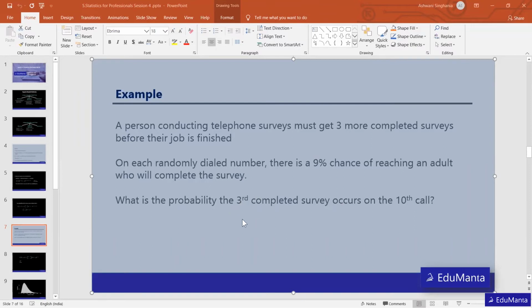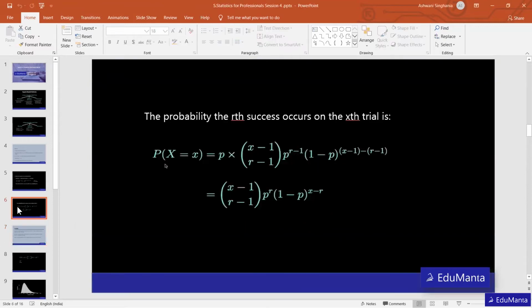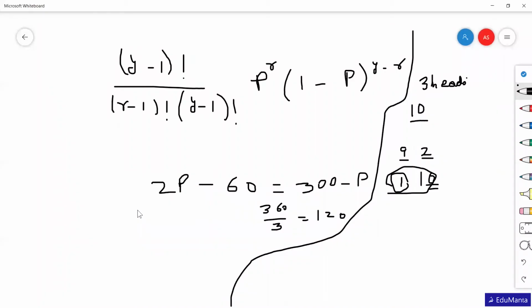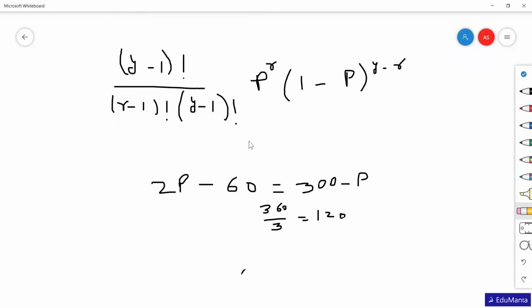So third is the fixed number of successes, right? So this will be the r, and 10th is the random variable X. So applying the same formula, just look at this formula. This was what I was talking about. So this is the formula which I was talking about. So applying the same concept to that.